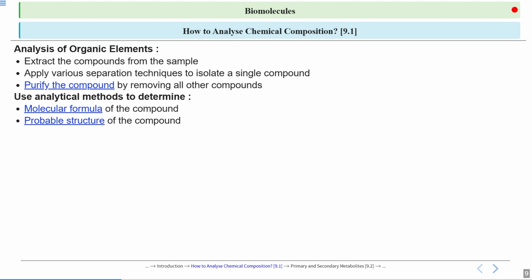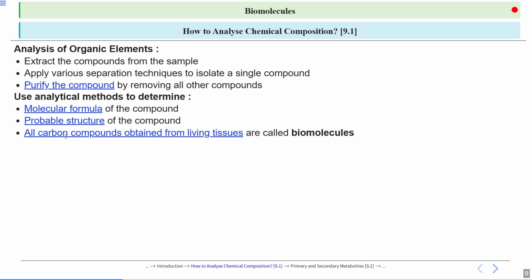So a lot of research is going on where you isolate a single compound from an extract. Suppose you are analyzing a plant extract or fungal extract. From this extract, using the separation techniques, you can isolate a single compound, and then you can determine the molecular formula and the structure of the compound. There is one technique known as NMR. Using NMR, you can detect the structure of the compound.